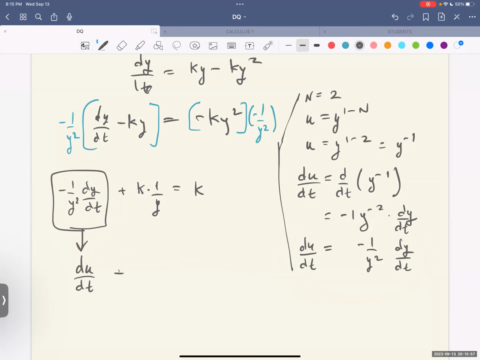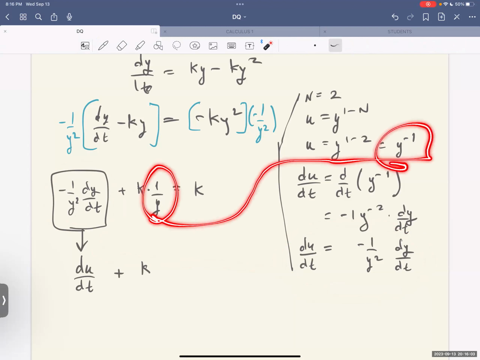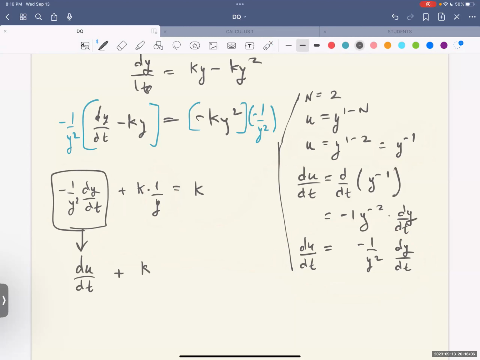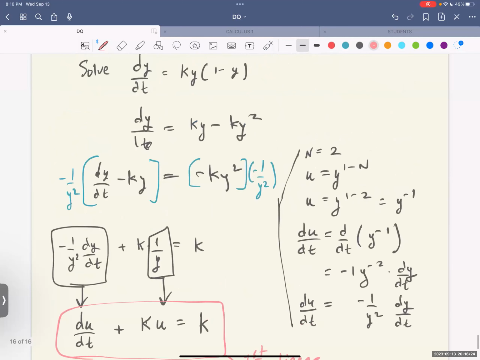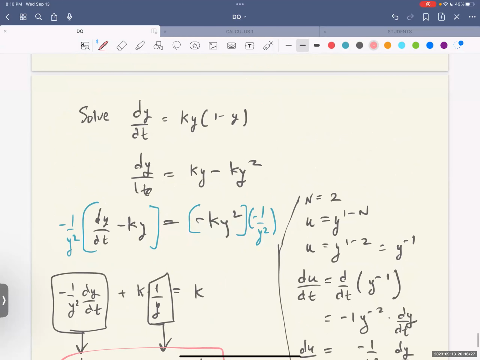So that piece becomes du dt plus k, then the 1 over y, that is y to the -1, that's our u. So this piece becomes the u, and then the right side is k. And so now what we've made is, this is a first order still. It's linear now. It was nonlinear up here. But yeah, so this was first order nonlinear because of the 2, the y terms not appearing linearly.